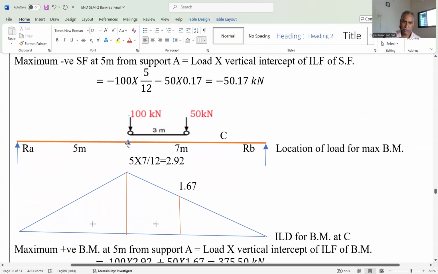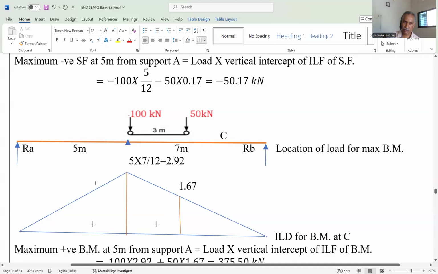So at a distance of 5 meter, this height is equal to A multiplied by B divided by L. A is equal to 5 meter, B is equal to 7 meter. So 5 into 7 divided by total span 12, it is 2.92. So this height is 2.92, and we can find out this height. That means we can put the 100 kilonewton over the larger vertical intercept. And 100 multiplied by 2.92 plus 50 multiplied by 1.67 gives the maximum bending moment.